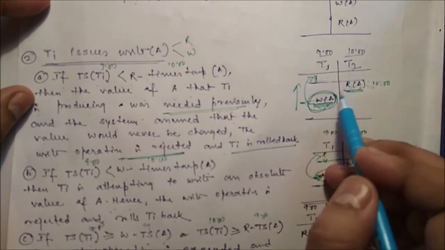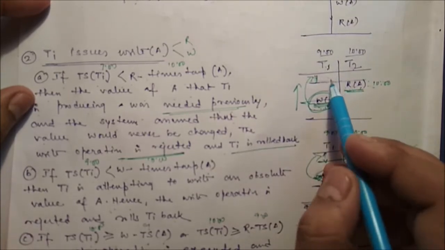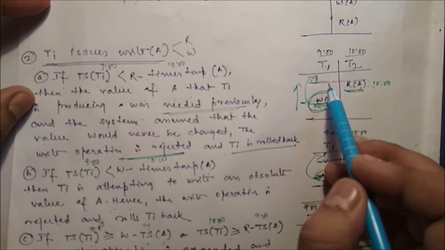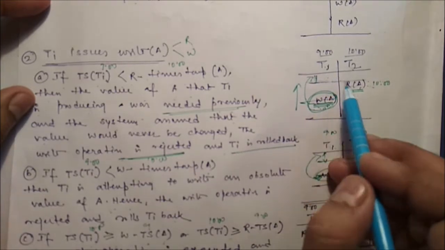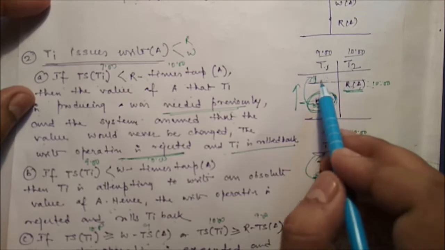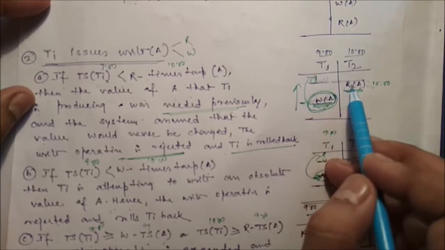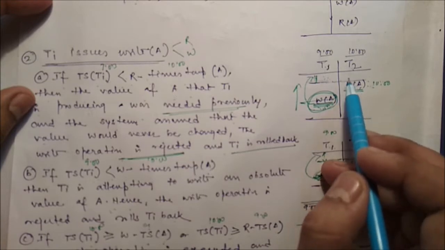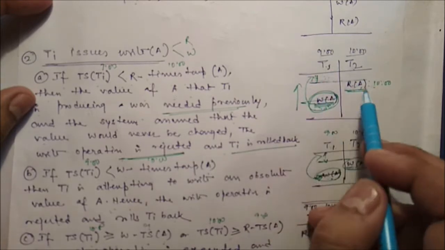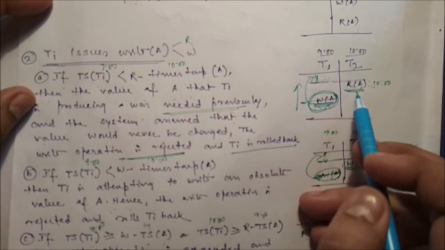But W and write, they are conflicting operations. We cannot move the write operation from this place to that place if conflicting operations are there. So that means it is a violation of the rule. The transaction will not be serializable. It is a violation of conflict serializability, so we cannot do this.